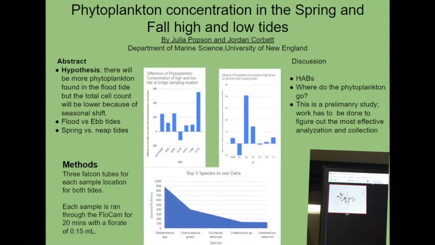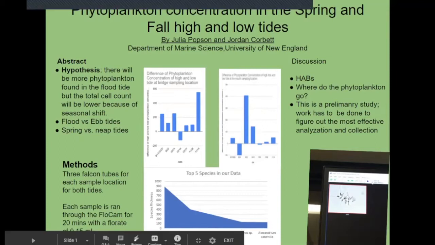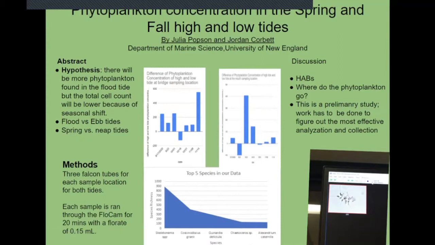Volumes of the initial water samples in the mason jars, volumes after filtration, and volume of each Falcon tube are recorded. In total, there are 12 Falcon tubes of 50 milliliters that are run through the FlowCam, 3 for each sample location for both tides a day. Each sample runs through the FlowCam for 20 minutes with a 0.15 milliliter flow rate. Google was added to the samples that were not finished on the same day.